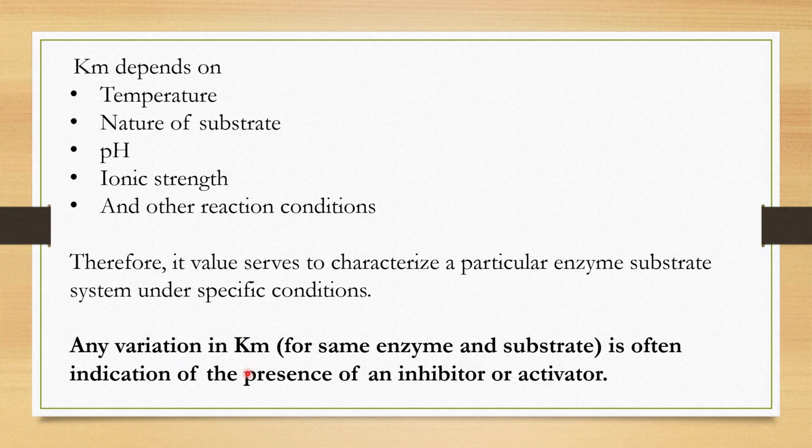Now, if there is any change in Km value for the same enzyme substrate pair under specific conditions, that means there is a presence of an activator or inhibitor. Only if there is an activator or inhibitor will the Km value change. If there is no activator or inhibitor, the Km value for the same enzyme and substrate under specific conditions will remain the same. So by the Km value, we can also detect the presence of an activator or inhibitor for specific reactions.